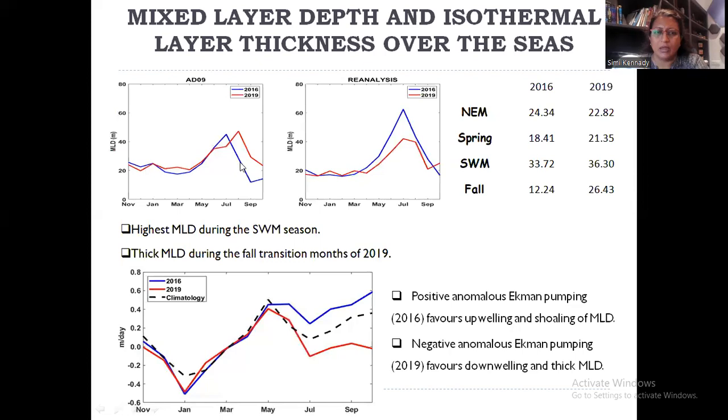And you can see in the negative IOD years the mixed layer depth is very thin in 2016, but it is thick during 2019. And this picture is from the AD09 location, while the reanalysis data did capture very well the shoaling of mixed layer depth, while the lower picture shows the Ekman pumping, and Ekman pumping clearly supports the thinning of mixed layer depth during 2016. So the reanalysis data has not very well captured the shoaling of mixed layer depth during 2016.